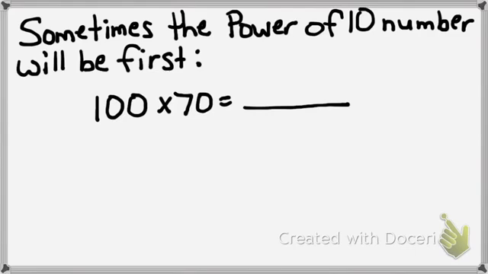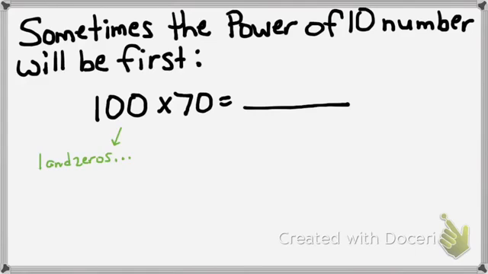So could it be 100? Yes, that's a 1 and zeros. Could it be a 70? No, because that's a 7 and zeros, and I need it to be a 1 and zeros. So my 100 is a 1 and zeros. Therefore, this is the number that will help me decide how to move my decimal.